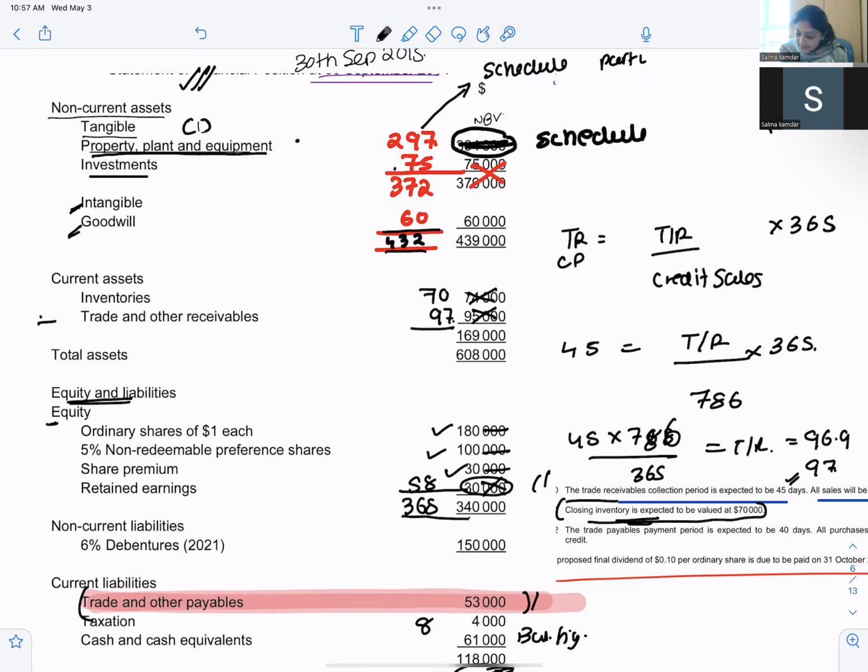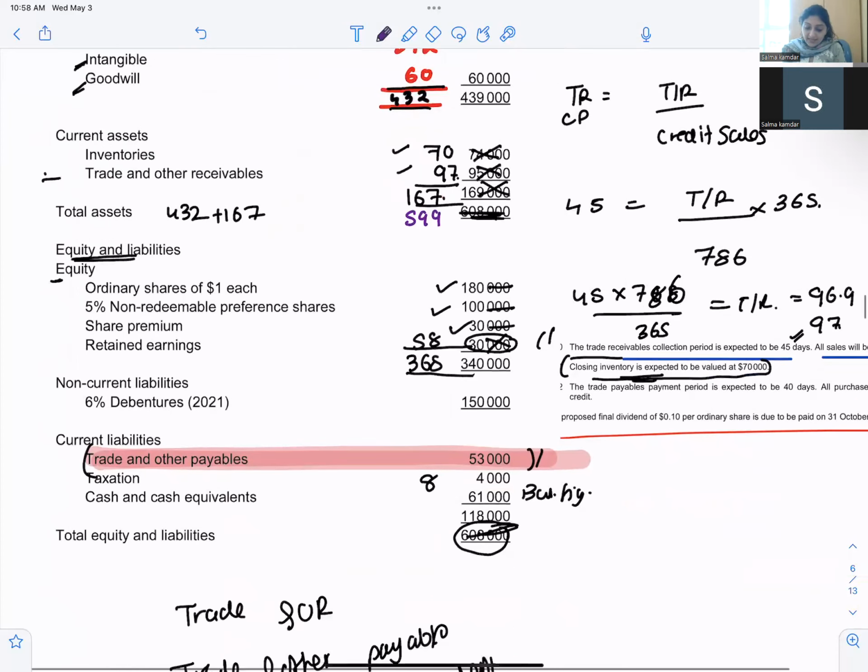Then my total current assets will be 70 plus 97. It becomes 167. And my total assets will be 432 plus 167, which will make it 599.